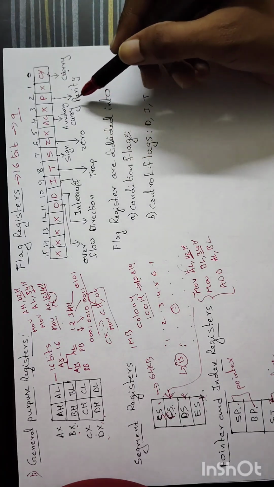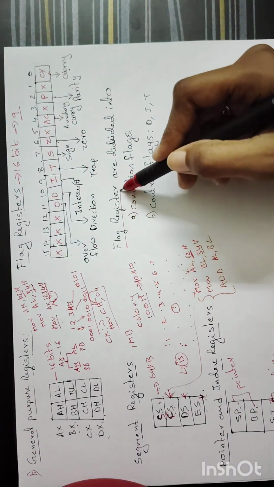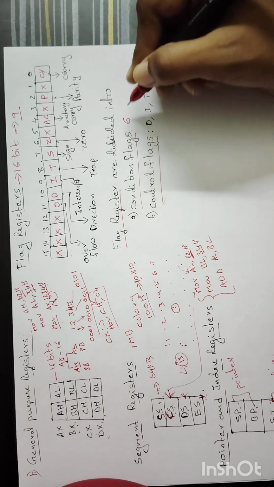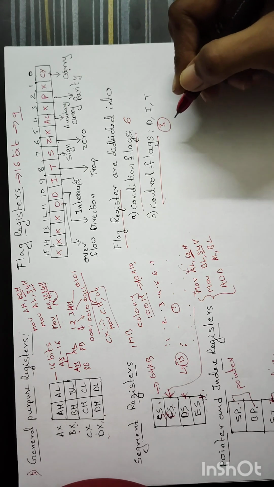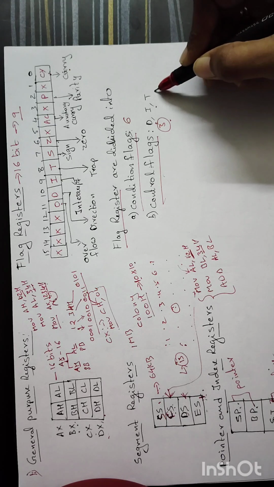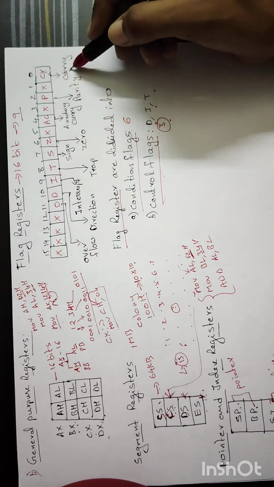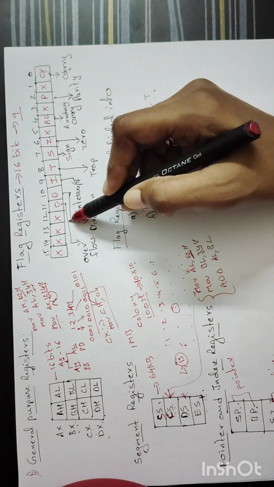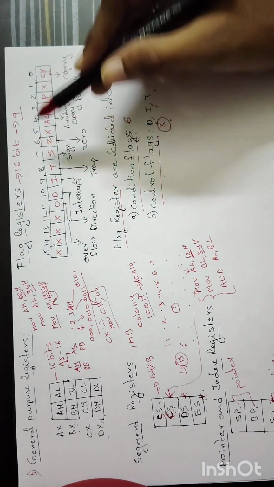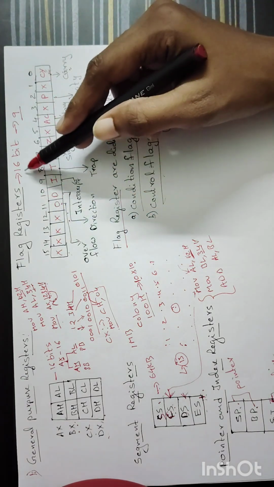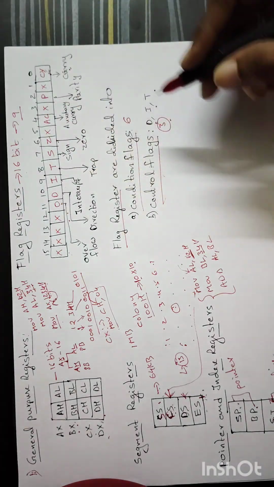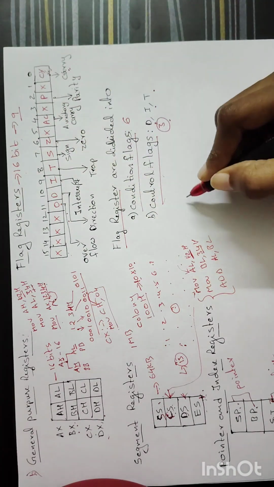These 9 flags are divided into conditional flags and control flags. Conditional flags are 6 and control flags are 3. The 3 control flags are direction flag, interrupt flag and trap flag. Let us see them one by one. The remaining bits are don't care conditions, which are not used. So only these 9 bits are used out of 16 bits. First we have to see the carry flag.